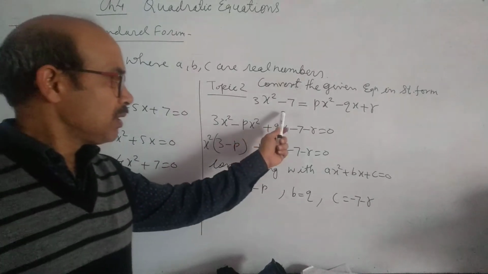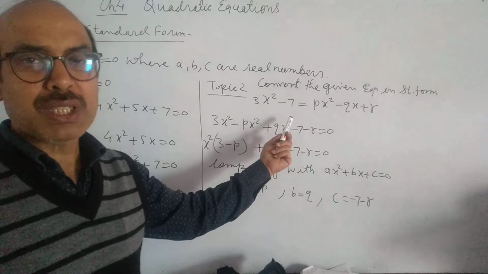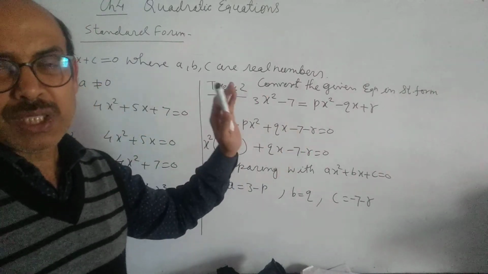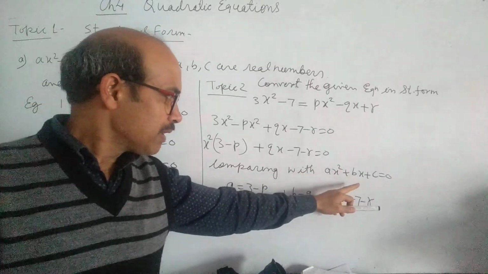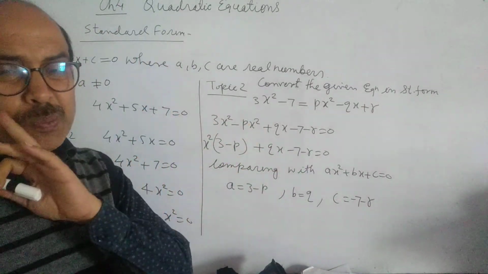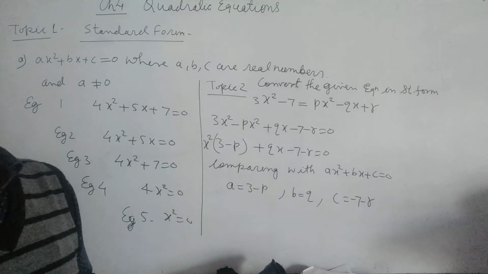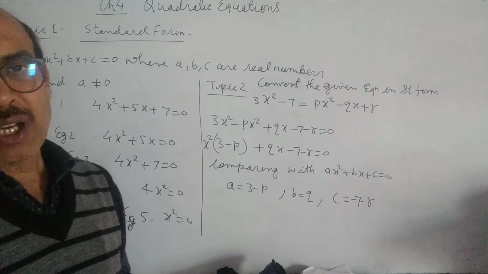Like here, there is no equal to 0. It means two sides are there, left hand side and right hand side, in the equation. But after simplifying, you have got equal to 0. So please remember this point. So I am closing now.